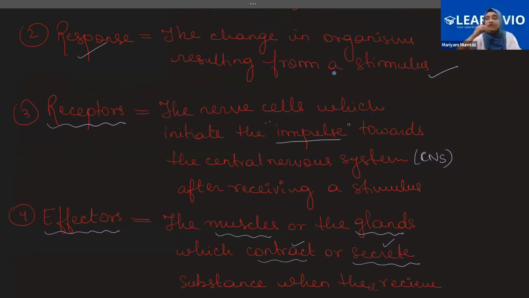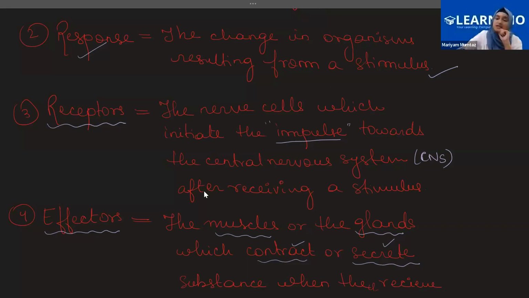So what happens after these receptors, for example, I patted on your back. Because of the presence of certain receptors, the information that someone is patting on the back is carried to the brain. The brain senses that information and thinks, what are we supposed to do? If you were to turn towards me, that is the reaction that the brain sends. The brain tells you to turn towards the person that is patting on your back. So receptors are the nerve cells which initiate the impulse towards the central nervous system after receiving a stimulus. It is the nerve cell.